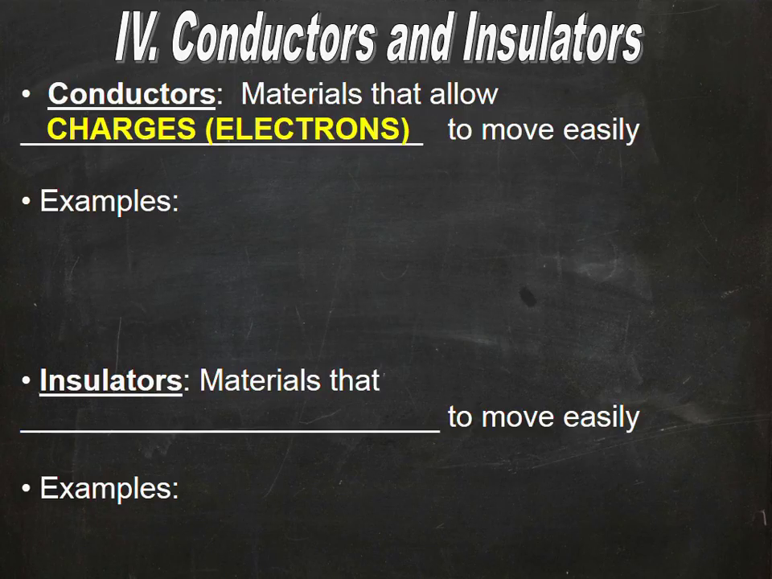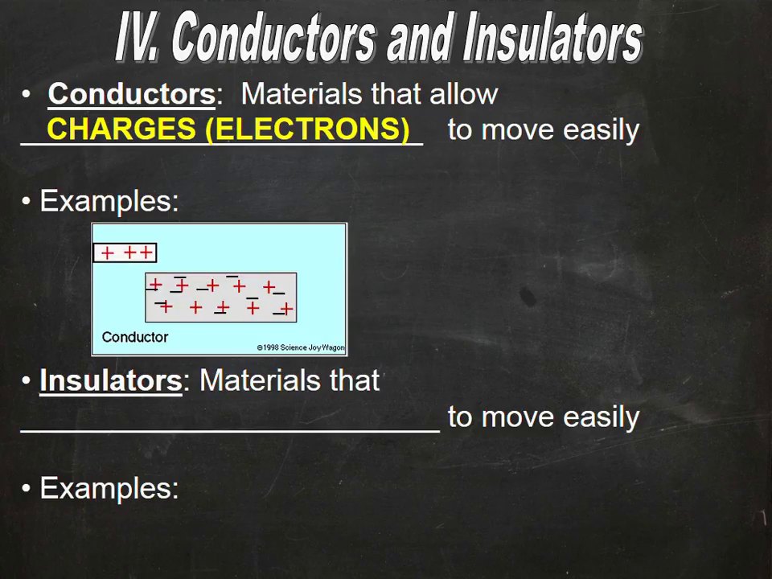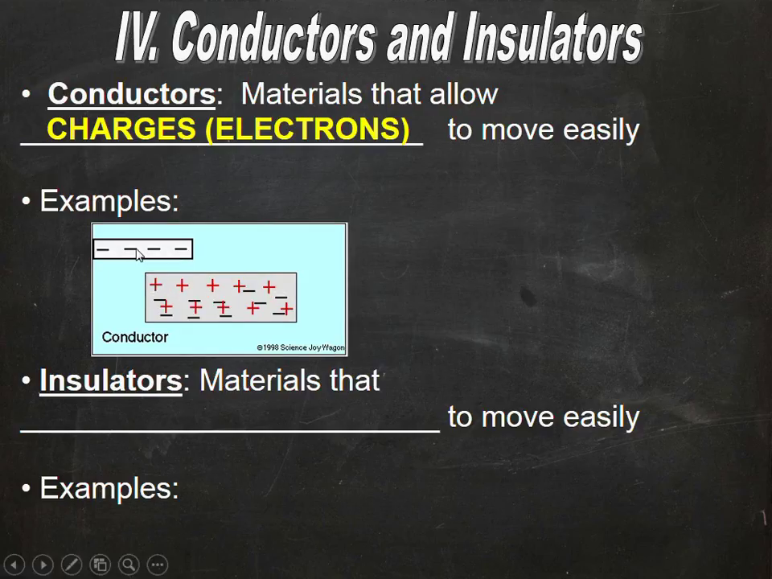Let's look at this animation here. If I look, I've got this negatively charged object being brought to this neutral conductor. It's neutral because you can see before the charges are moving that there's an equal number of positive and negative charges. However, you notice that the negative charges are easily moving around in the object. Positives, as we said earlier, remain stationary.